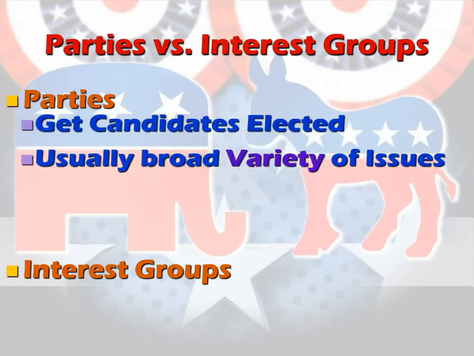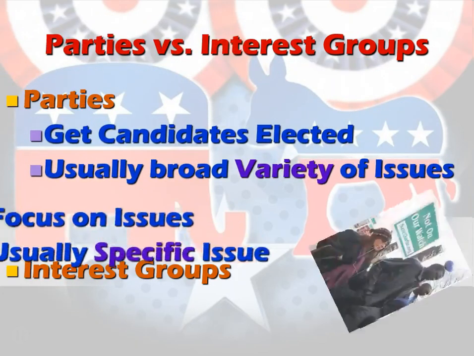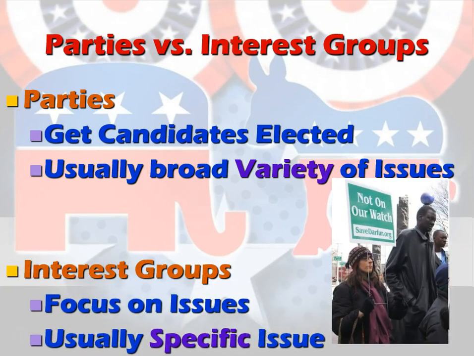So again, if we want to summarize over and over again, this is a pretty important part. Political parties try to get candidates elected. They focus on a lot of different issues. Interest groups usually focus on only one specific issue, and their goal is to support that issue, not to try to actually get their own members elected, just to support anybody who supports their ideas.